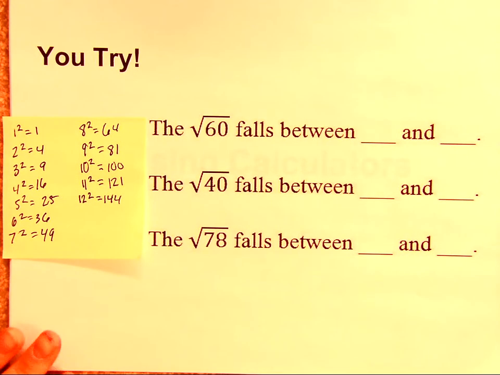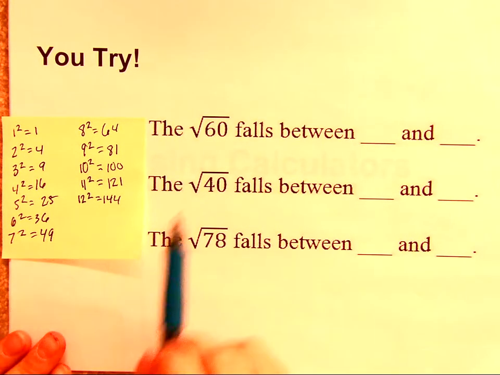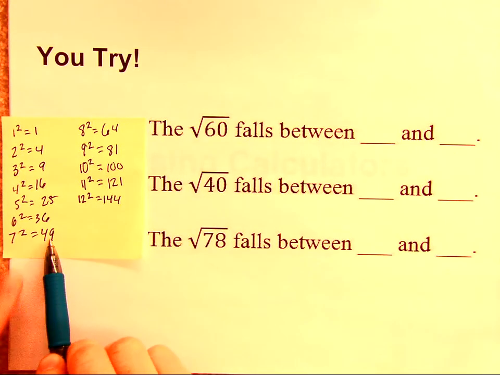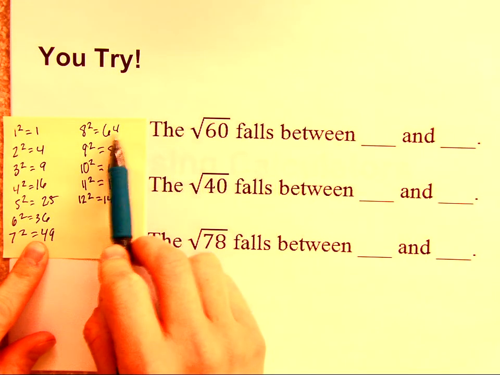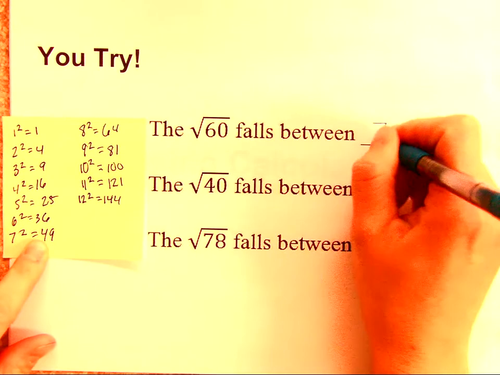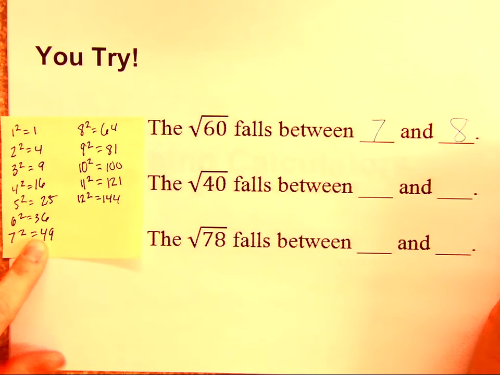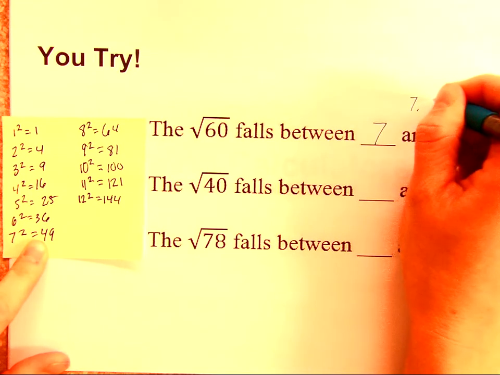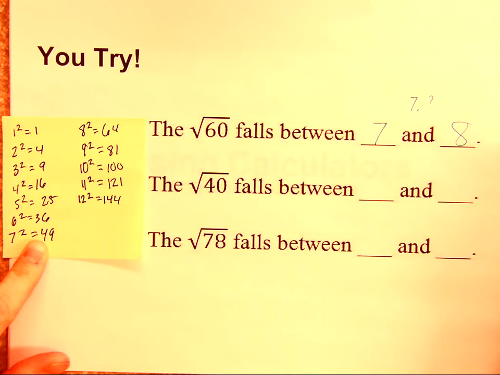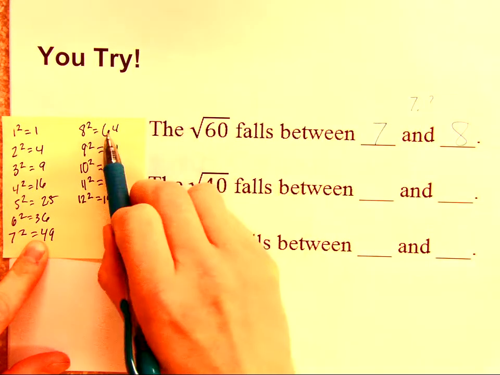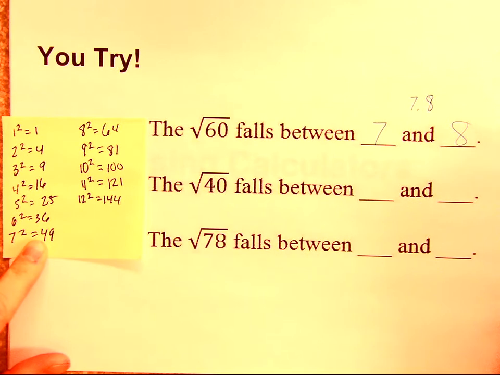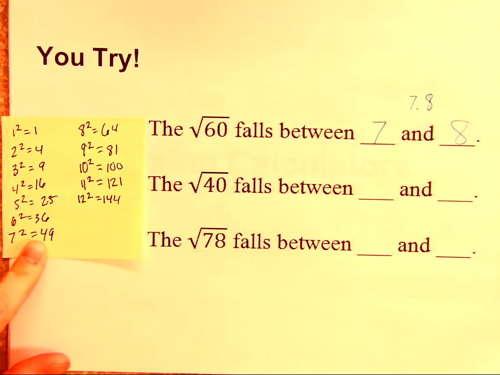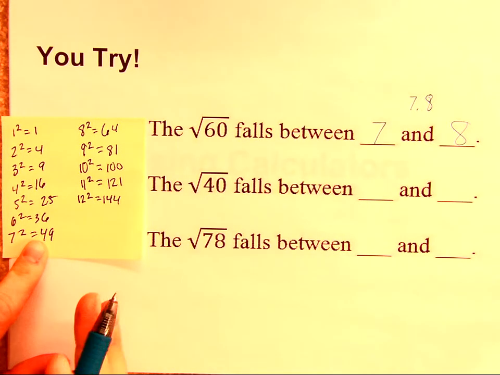Okay, so I'm going to bring in my list of perfect squares here. 60, I can see, is going to fall between 49 and 64, which means the square root of 60 is going to fall between 7 and 8. So 7 point something. I could probably guess 60 is closer to 64, so I could guess maybe like 7.8. But really, we know it's between 7 and 8, which is the main part that you need to be able to do.